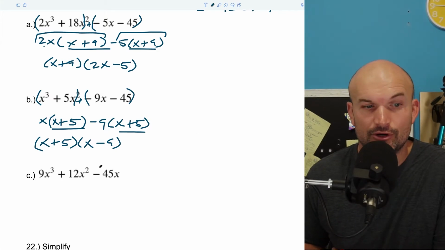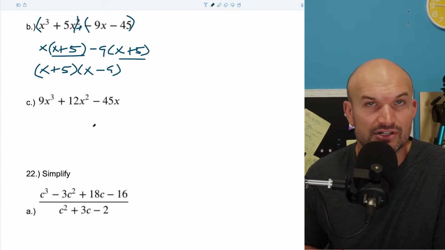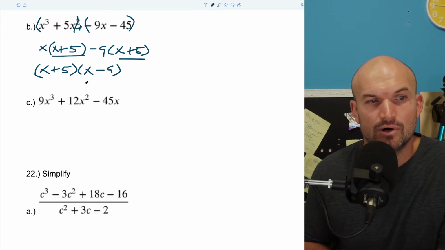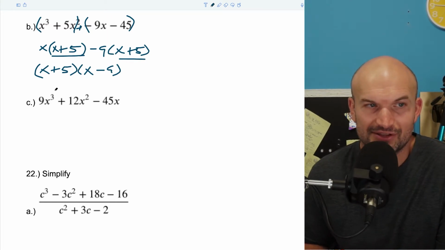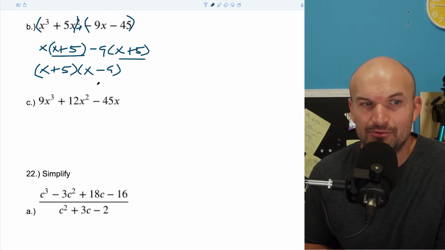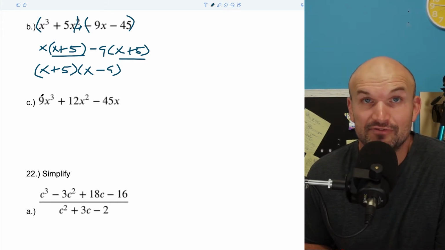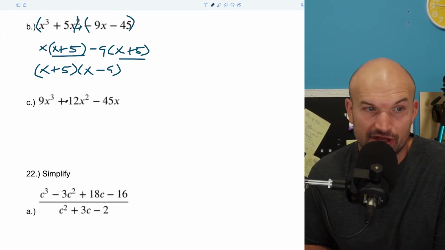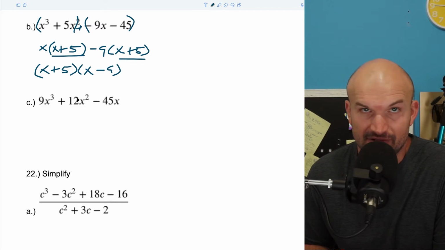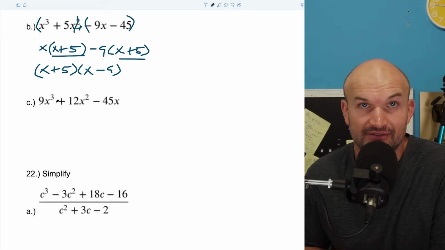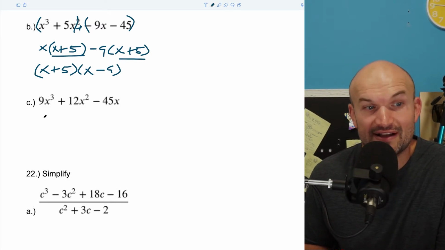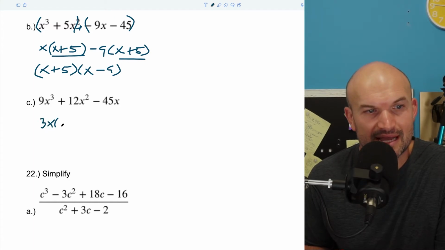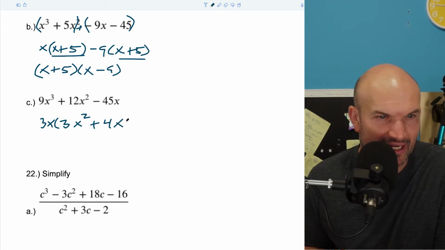Now here we have a trinomial. So again, you always want to see what you can factor out. Well, you can factor out this x, and also I can factor out a 3. I can't factor out a 9 because 9 doesn't even divide into 12. It doesn't go into 45, but it doesn't go in there. So I can factor out a 3. So by factoring out a 3x, I'm now going to be left with 3x squared plus 4x, and then that's going to be minus 15.